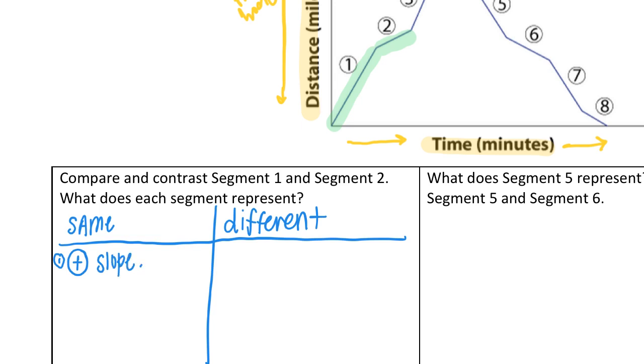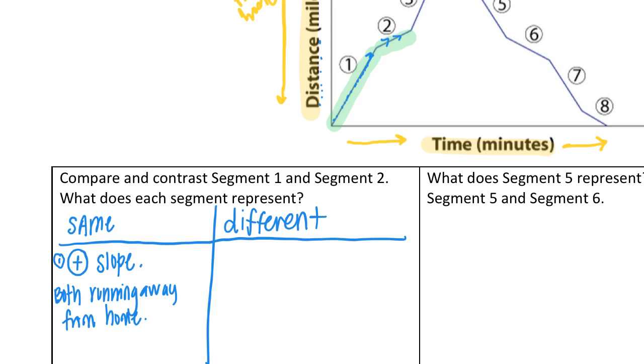So what does that mean in the context of this problem? In both of them, they have a positive slope. The y values are increasing as the x value increases. So what does that mean about their distance from home? Well, in both of them, they are running away from home. So their distance from home is increasing in both.